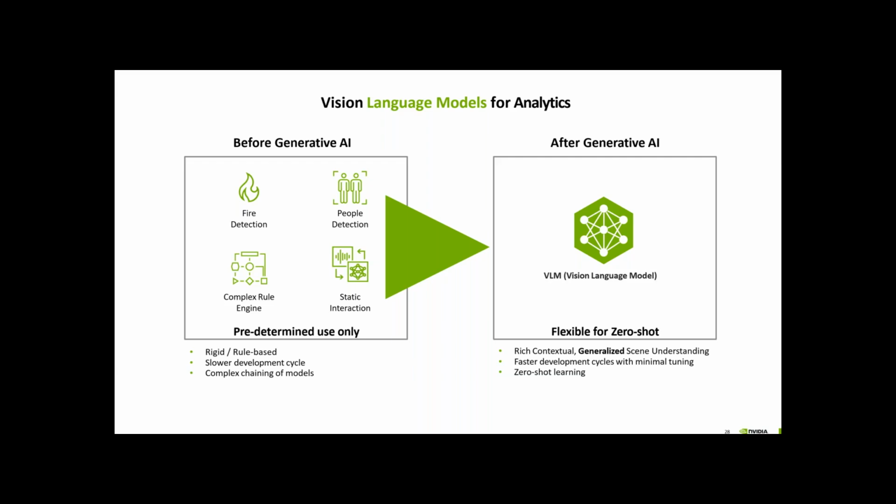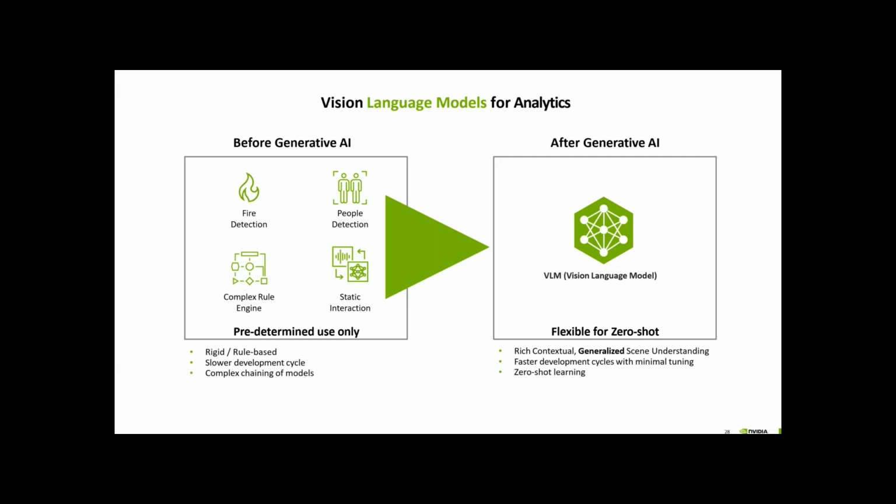This was a model that is built for something that is predetermined. Well, after generative AI and all the new architectures that are coming up, there is rich contextual and generalized scene understanding. These models are capable of being generalized, meaning they don't have to be trained specifically to detect one thing and one thing only. And this has increased the speed of the development cycle, because now minimal tuning is needed. Most of these models are zero-shot learning anyway.